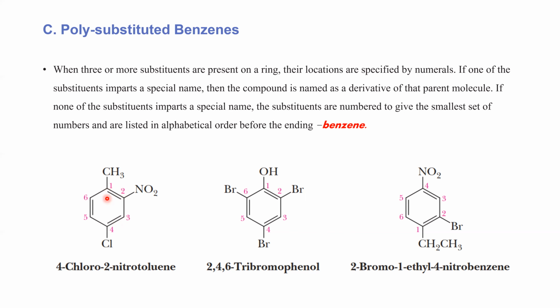And obviously, I can't go for the numbering from this side, because then this will give the highest number to the substitution, and we always have to give preference to assigning the lowest number to the substitution. So that's why I'm moving towards the direction of my right side, in the clockwise direction, to number these substitutions. So this is 4-chloro, 2-nitro, toluene, right?